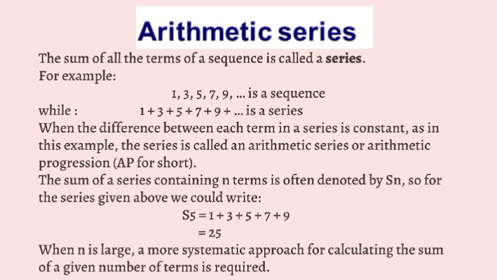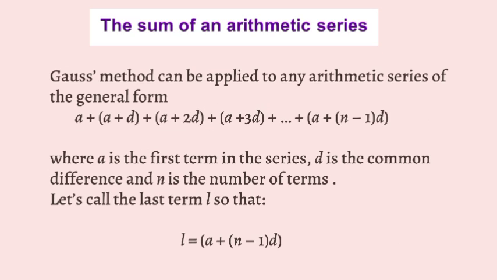The sum of a series containing n terms is often denoted by Sn. So for the series given above, we could write S5 equals 1 plus 3 plus 5 plus 7 plus 9. So we get S5 is 35. When n is large, a more systematic approach for calculating the sum of a given number of terms is required. So now we will discuss the sum of an arithmetic series.